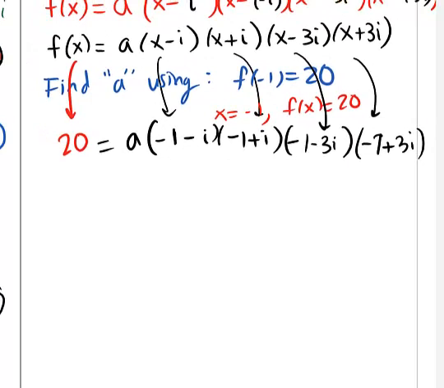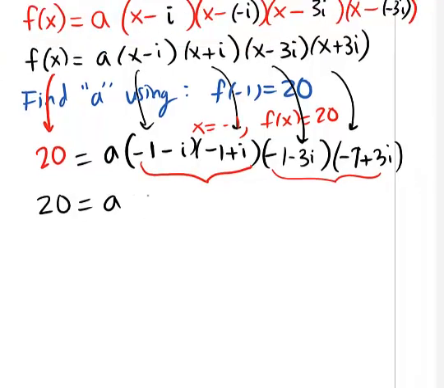Alright, and just like we did before, I'm going to have to FOIL these out. But like we kind of mentioned, if you multiply the conjugates together, like these guys are conjugates, multiply them first. Do that first, and then your life will be a lot easier. So I'm going to FOIL that out, the -1 minus i and -1 plus i.